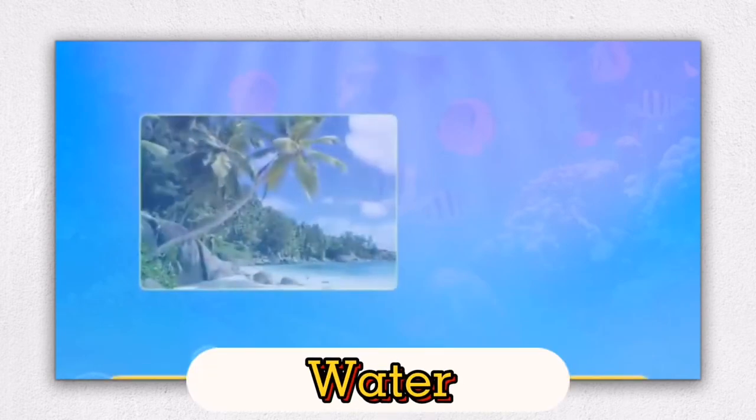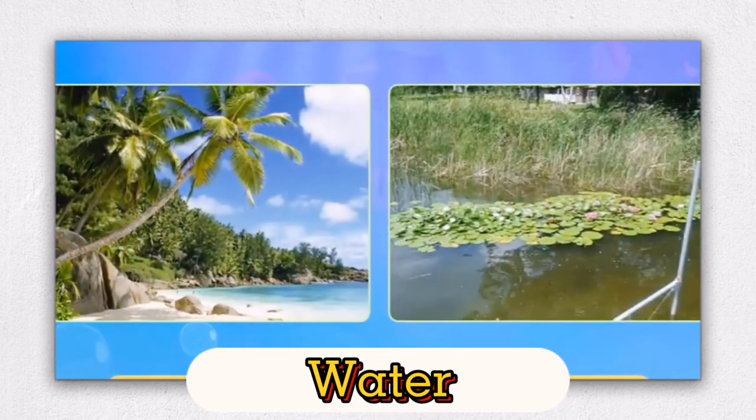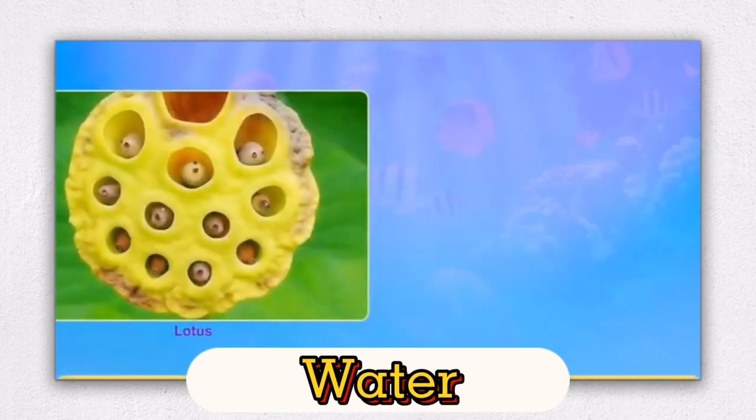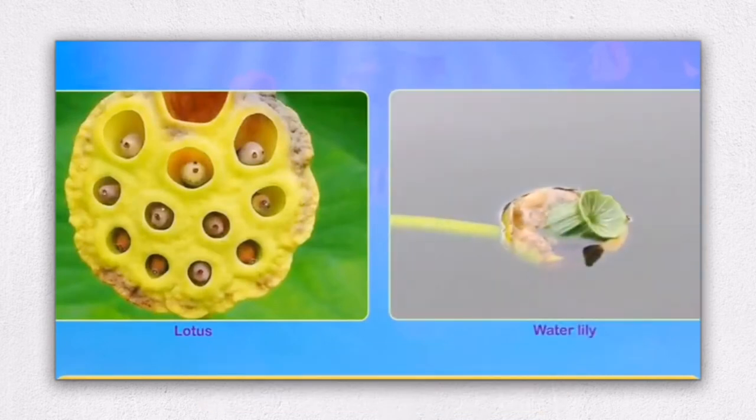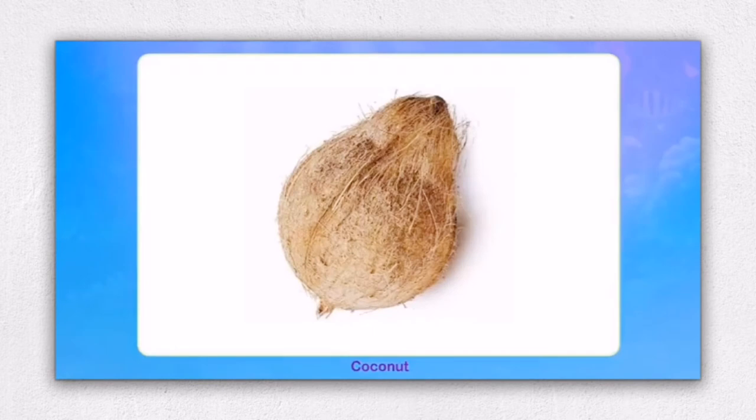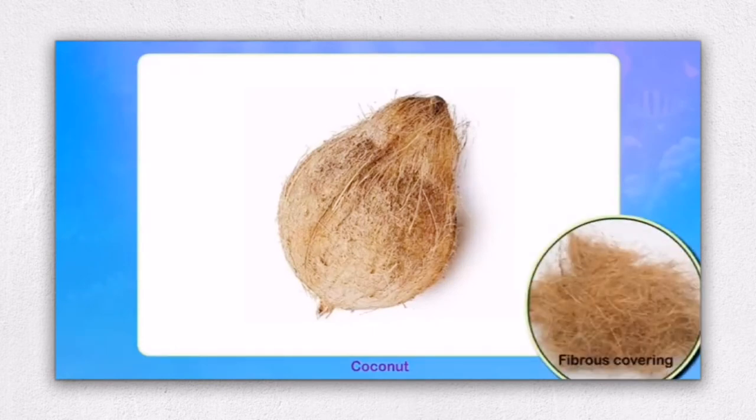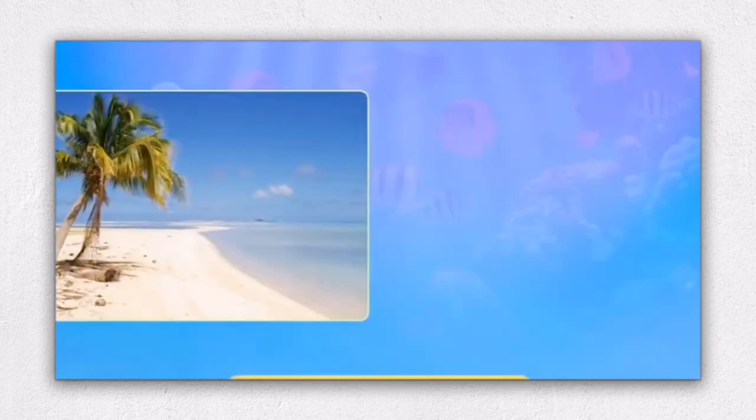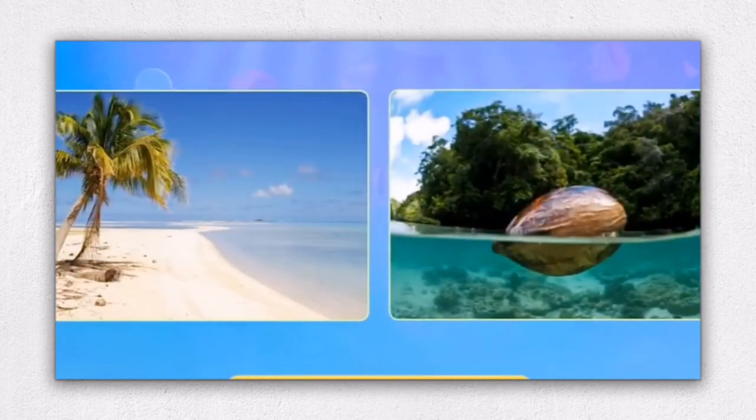Water. Plants that grow near or in water bodies disperse their seeds through water. The fruits of lotus and water lily have small hollow spaces that enable them to float on water. Coconuts have a fibrous covering that makes them light. The ripe coconuts, which fall naturally into water, are carried to far-off lands.